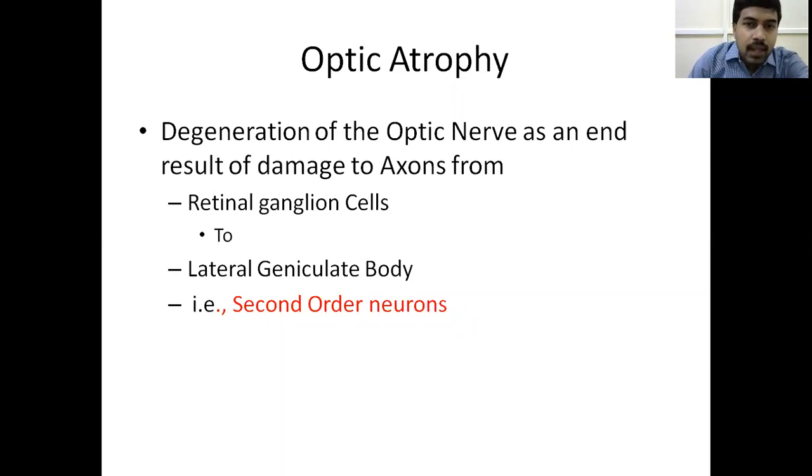So what are the nerve fibers? The axons of which cells form the optic nerve? I told you in my initial classes, the retinal ganglion cells. The axons of the retinal ganglion cells form the optic nerve. So any damage to the retinal ganglion cell axons leads to optic atrophy. So from where to where? The damage should occur from the retinal ganglion cells up to the lateral geniculate body in order to cause optic atrophy, the second order neurons.